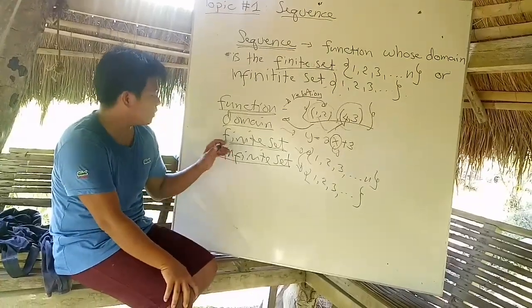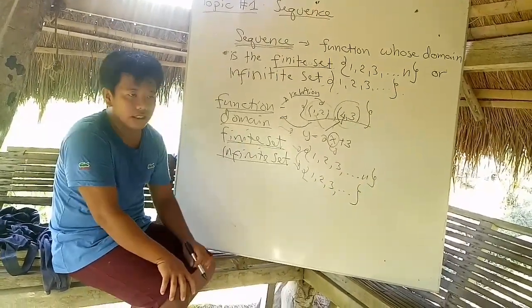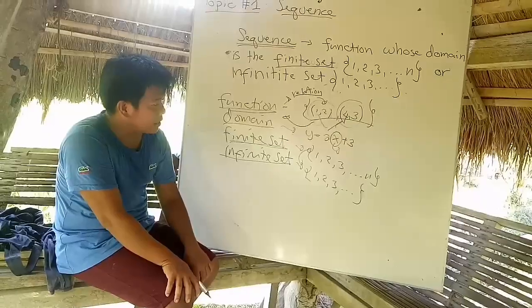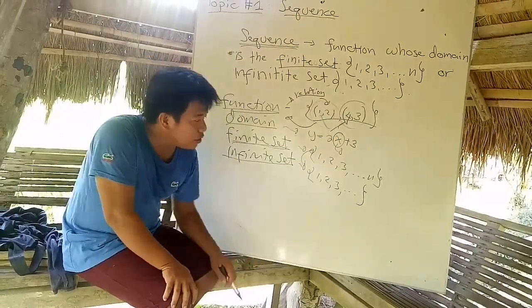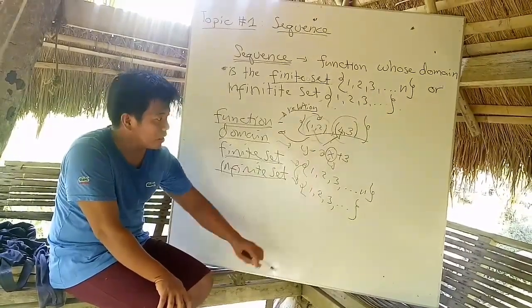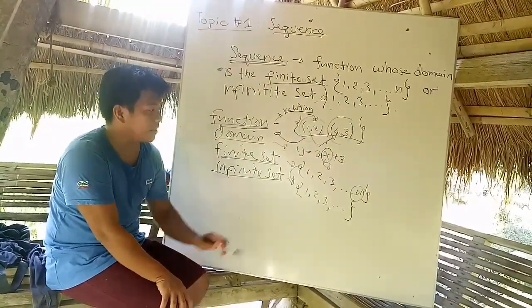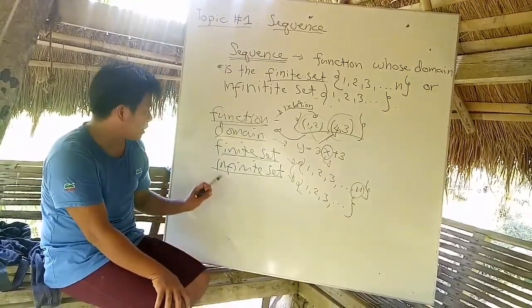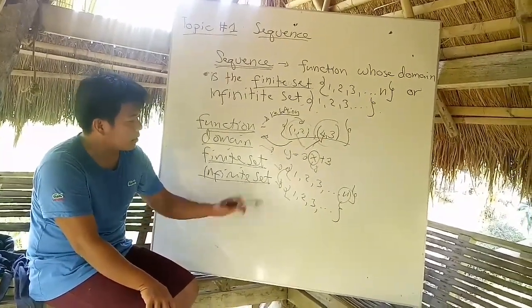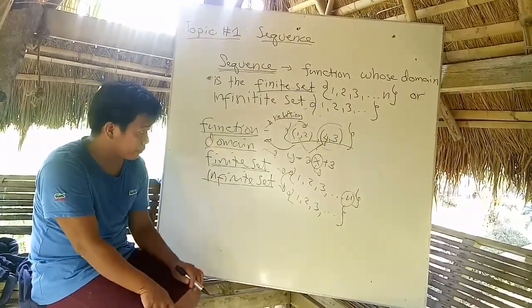Okay, let's now take finite set and infinite set. So when we say finite set, the elements are 1, 2, 3, so up to n, and here n represents the last number. And infinite set, the elements are 1, 2, 3, so on.